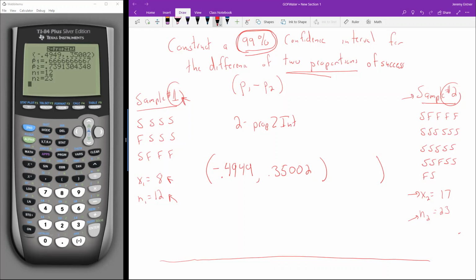We got two numbers, and then the rest of the things that show up on there are a p-hat 1 and a p-hat 2. Those are sample proportions. They just take the numbers over here, the 8 and the 12, and divide, and then the 17 and the 23, and divide. I shouldn't have put 2 there; I should have put 1. So this would be the 8 by the 12, and this would be the 17 by the 23.